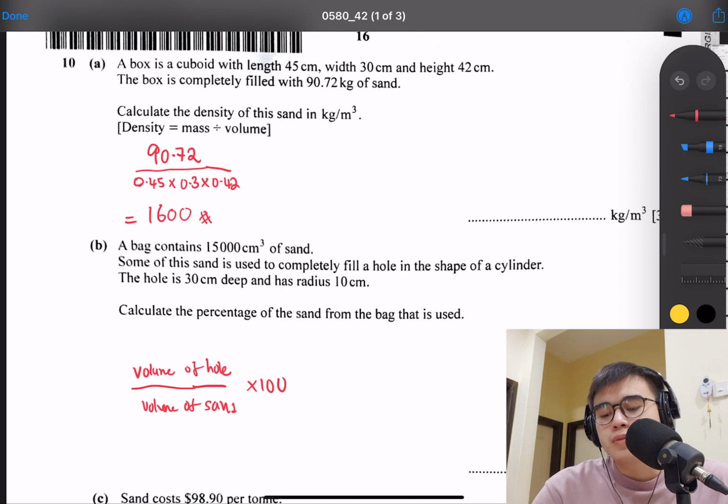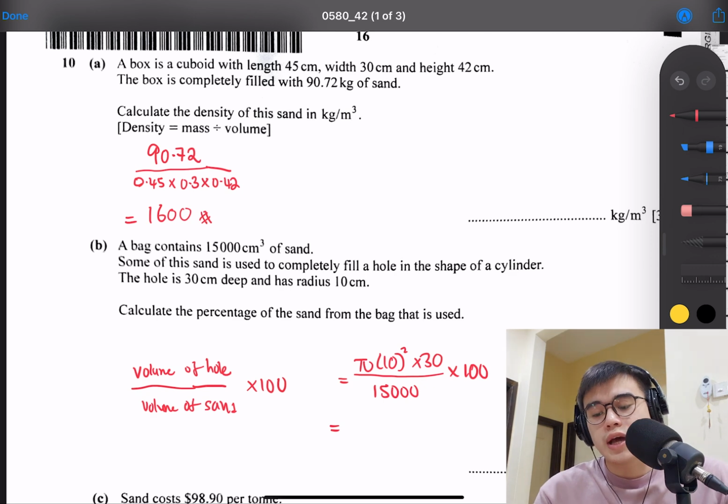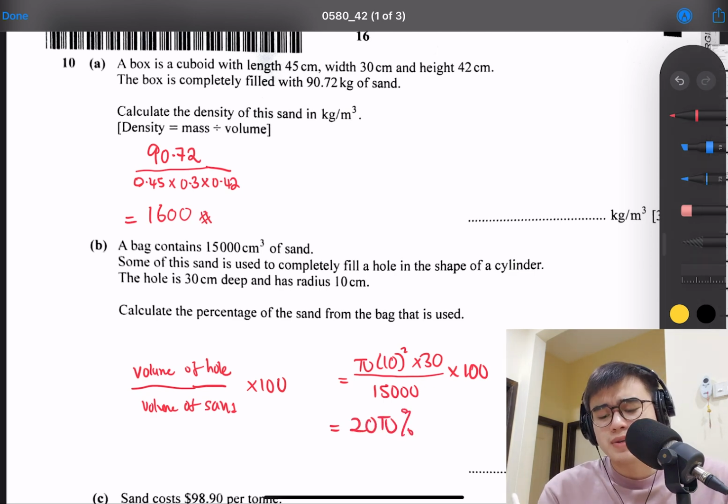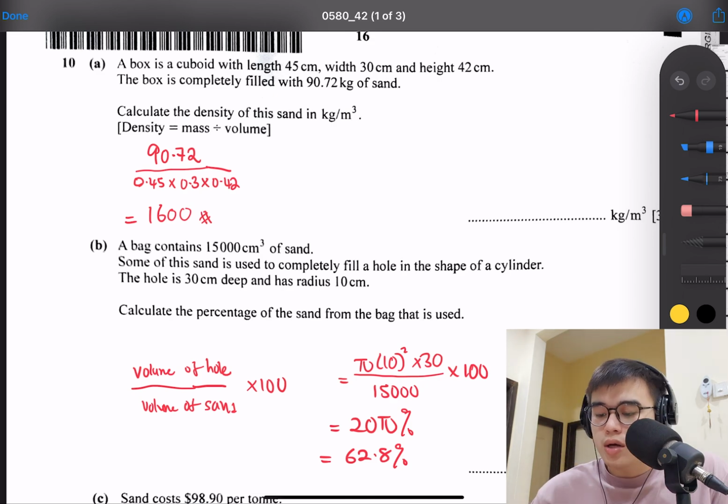So you can get the volume of the hole by taking pi times 10 squared times 30 divided by 15,000 centimeters cube and multiply by 100. That should be the way for you to get to the result here. By doing so, you will actually get 20 pi percent, which is somewhere around 62.8% after correcting it to 3 significant figures.